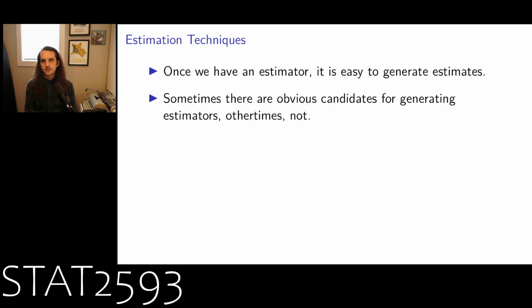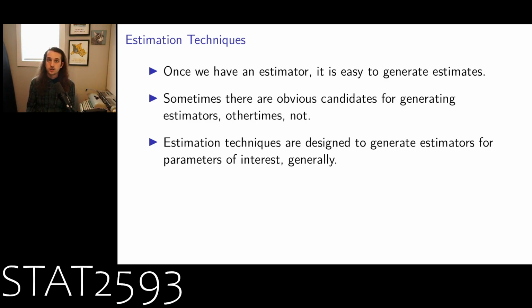Now, sometimes there are very obvious candidates for generating estimators. If you want the population mean, then it's pretty obvious to think about using the sample mean. Same thing with the population variance and sample variance. But other times it's not so obvious how we might generate an estimator for different population values. And in those cases, estimation procedures are quite important.